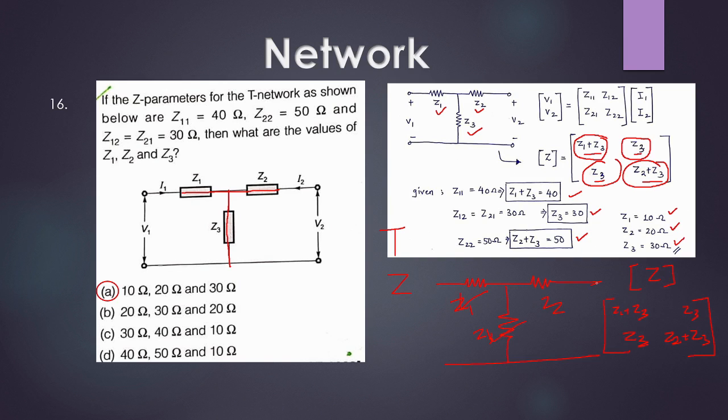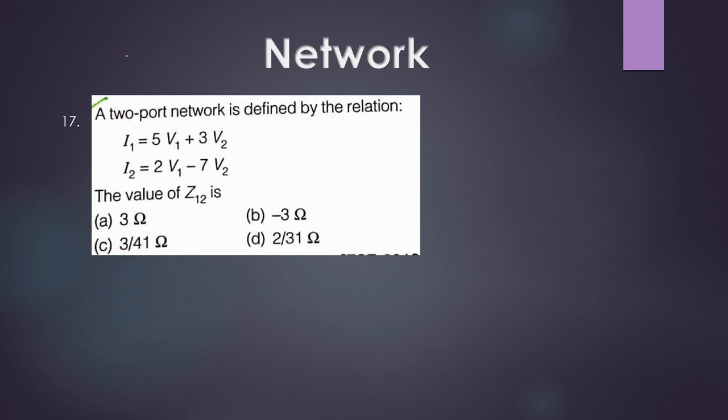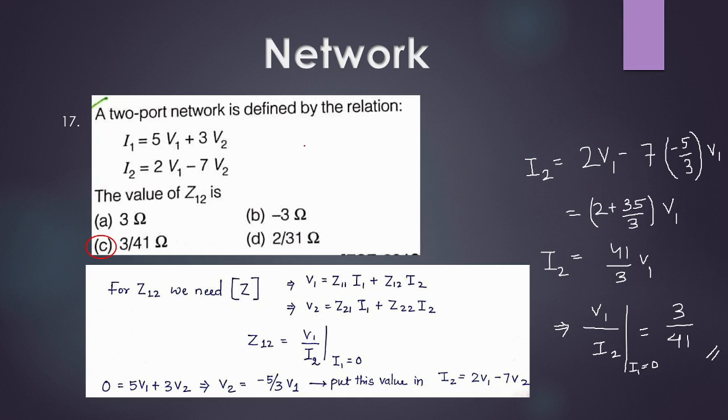Let's see the next question. A two-port network is defined by the relation I1 equal to 5V1 plus 3V2, I2 is equal to 2V1 minus 7V2. So here the I1, I2 equations are given. It is asking about Z12. Let's see how to solve this.